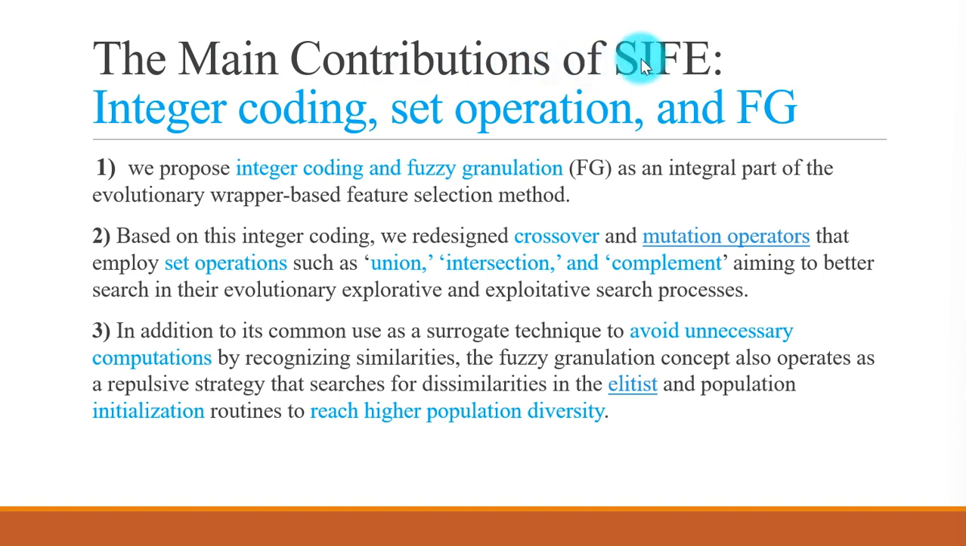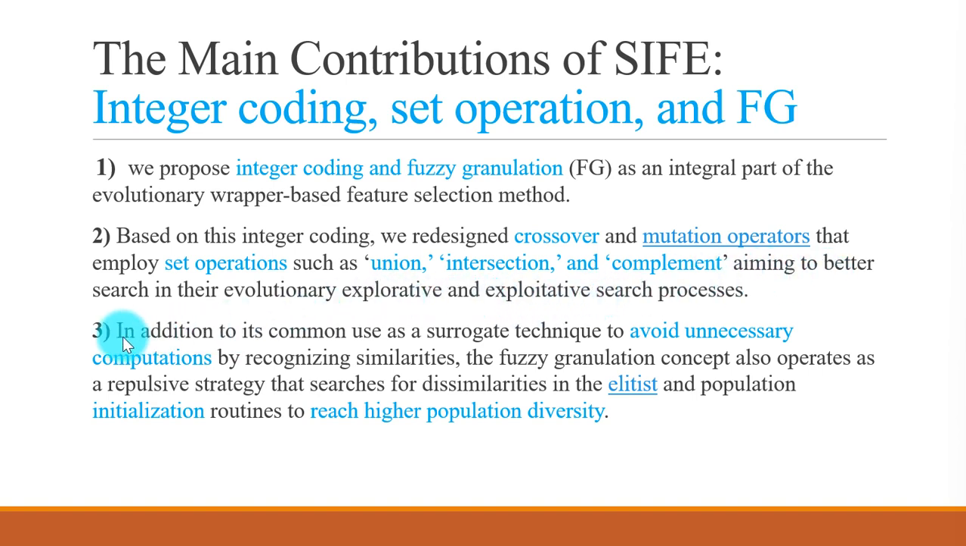The main contributions of SIFE: we have three contributions: integer coding, set operation, and fuzzy granulation. 1. We propose the integer coding and fuzzy granulation as an integral part of the evolutionary wrapper-based feature selection method. 2. Based on this integer coding, we redesigned crossover and mutation operations that employ set operations such as union, intersection, and complement, aiming at a better search in the evolutionary process.